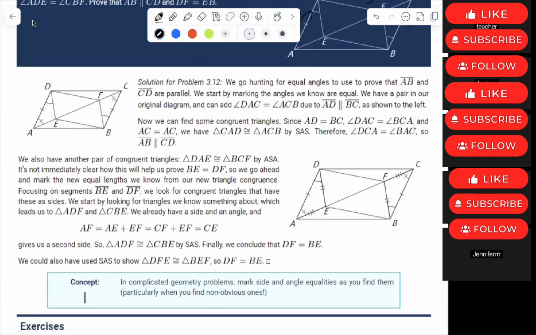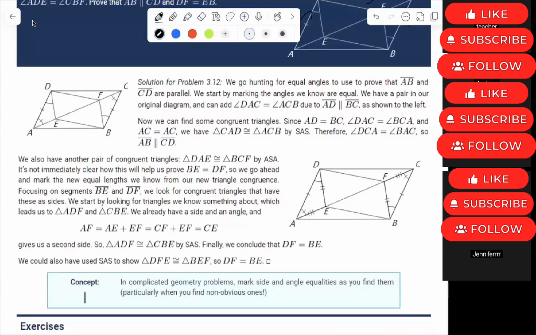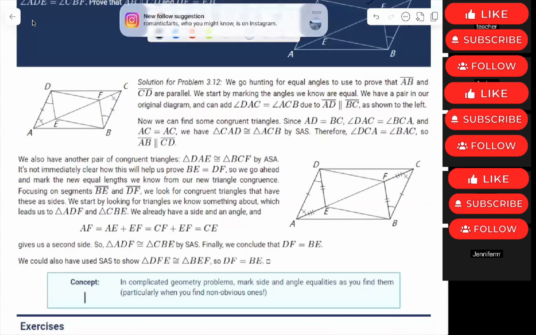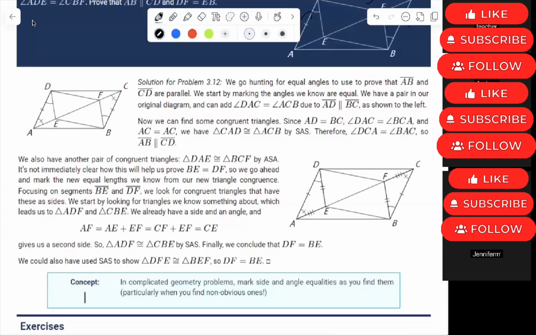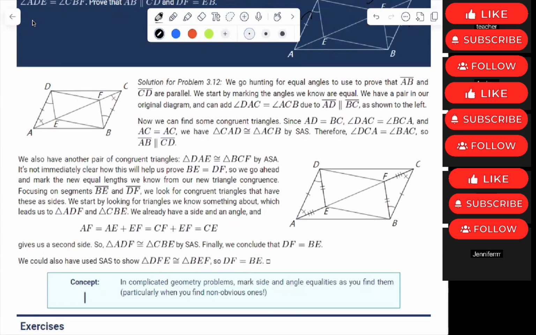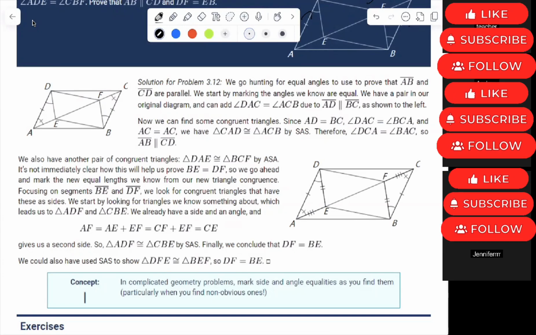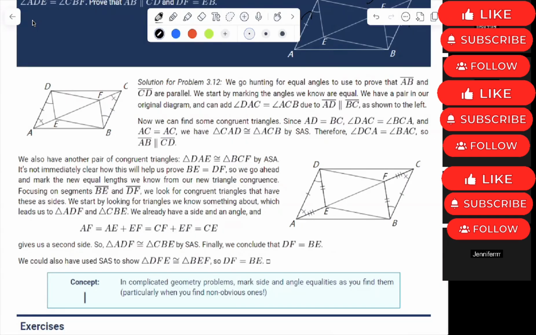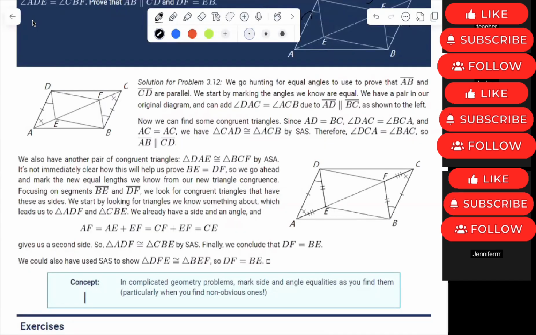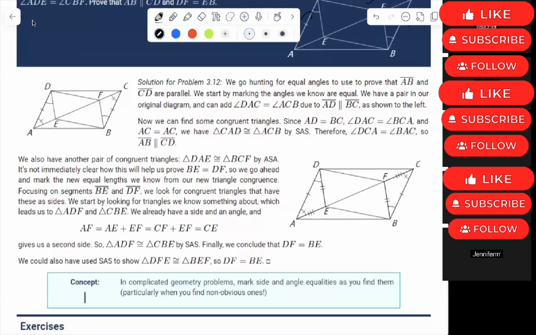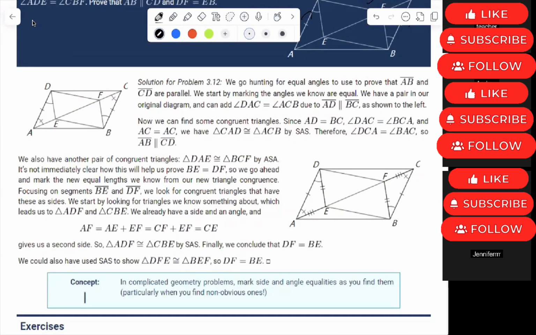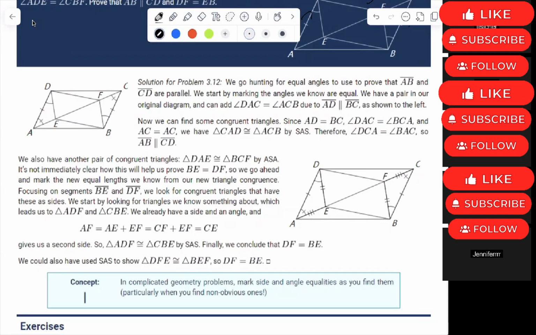It's not immediately clear how this will help us prove BE equals DF. So we mark the new equal lengths we know from our new triangle congruence. Focusing on segments BE and DF, we look for congruent triangles that have these as sides. We start by looking at triangles ADF and CBE. We already have a side and an angle, and AE plus EF equals CE plus EF, just a rearrangement, which gives us a second side. So ADF is congruent to CBE by SAS. Finally, we conclude that DF is equal to BE. We could also have used SAS to show that DFE is congruent to BEF, so DF is equal to BE.